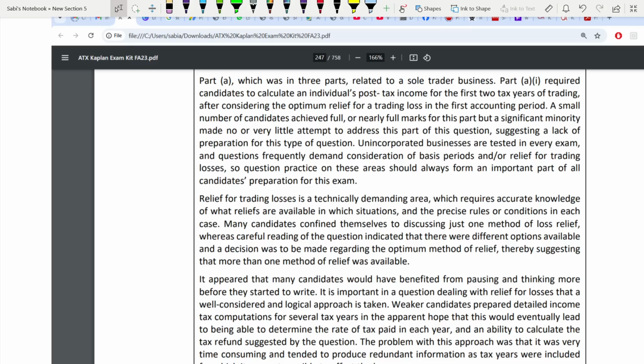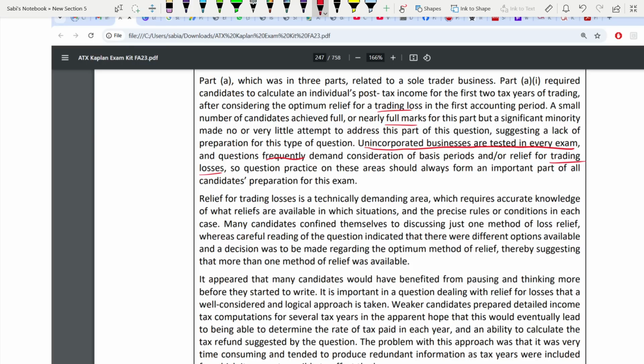Okay, now regarding the loss relief, trading loss relief, mostly students got full marks. Many of the students have done well on this part. In fact, unincorporated businesses are tested in every exam. Frequently they are tested. Be prepared for this. I've seen almost all the past papers asking about unincorporated businesses. Okay, and also the trading loss relief. Be prepared for this as well. So focus your question practice on this area.